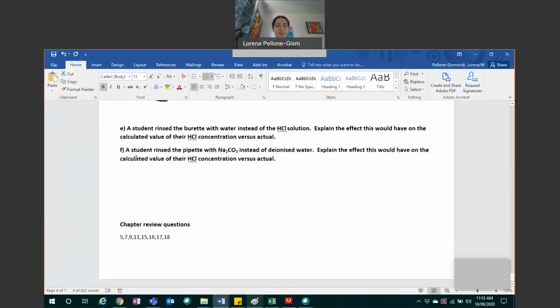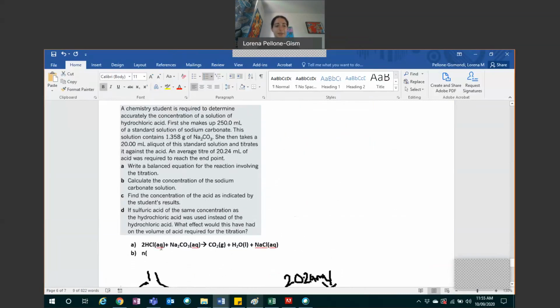Now, it's not 1.34, but it's close, 1.358. We're not very creative, are we? 1.358 divided by 106, and we get 0.0128. Wow, frightfully close. And that is not the answer because it wants concentration.